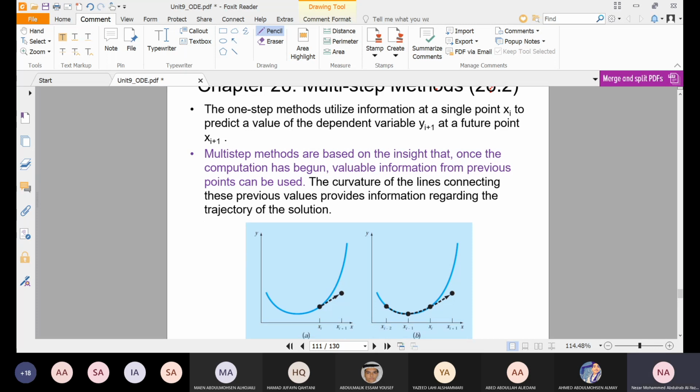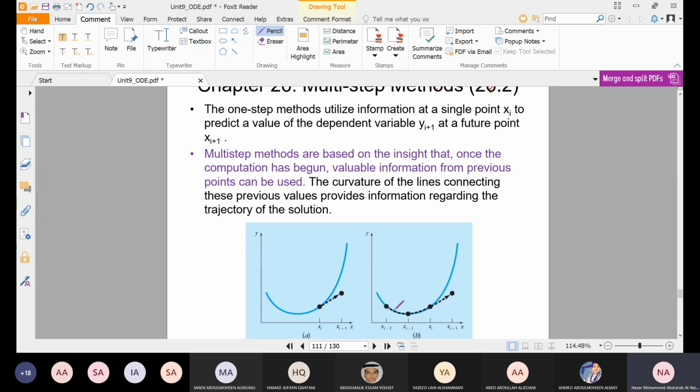For example, the difference here: if we use the standard one, we use xi, the point here, and after that we compute the slope to predict the value at xi plus 1. But in multiple step, we need multiple steps or previous values of xi and yi, for example i-1, i-2, i-3, i-4. How many steps do we need? If we increase the steps, in this case the accuracy will increase, will be enhanced.